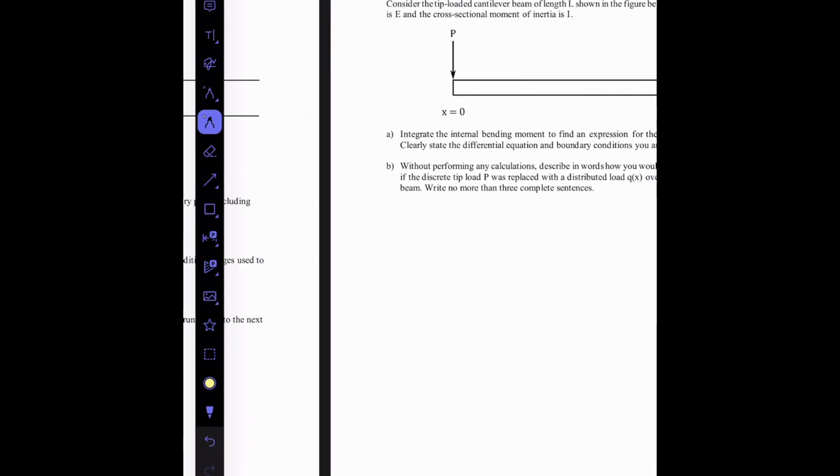For problem 1, we have: consider the tip-loaded cantilever beam of length L shown in the figure below. The elastic modulus is E and the cross-sectional moment of inertia is I. Then for part A, we have: integrate the internal bending moment to find an expression for the deflection of the beam. Clearly state the differential equation and the boundary conditions that you are using.